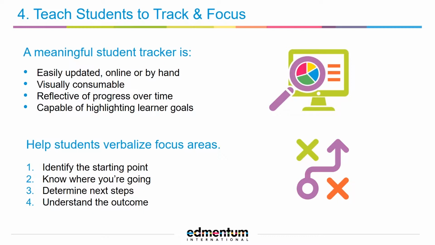And once we figure that out, we need to make sure that our trackers meet the four elements of criteria I've marked out. So firstly, it needs to be easily updated, online or by hand. It needs to be visually consumable. It needs to be reflective of progress over time. And it needs to be capable of highlighting learner goals.